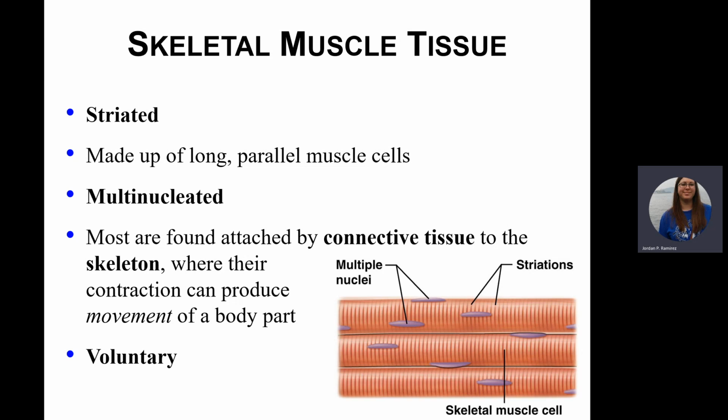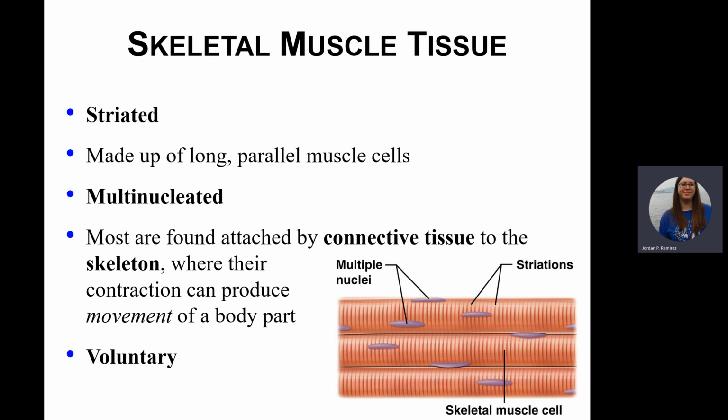So remember, skeletal muscle tissue is striated. So it's made up of long parallel muscle cells. And these are the striations here, these little lines. Most of our skeletal muscle is found attached by connective tissue to the skeleton. And again, the main function of this skeletal muscle tissue is movement. You're going to tell your arm, okay, I need to move this object here. So that makes sense. And again, skeletal muscle tissue is voluntarily controlled.